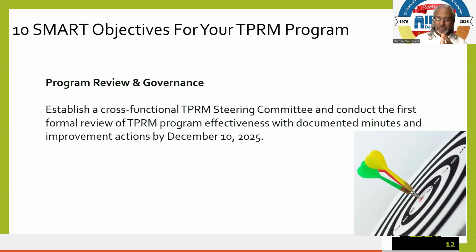A cross-functional TPRM steering committee is established. First formal review is conducted of the TPRM program effectiveness. Minutes are available. When we say documented, it means written, reviewed, approved, published. And it should have improvement actions also. If we may say that during the review, no improvements were found, that's fine. But the column, the space must exist against which we may say none found.